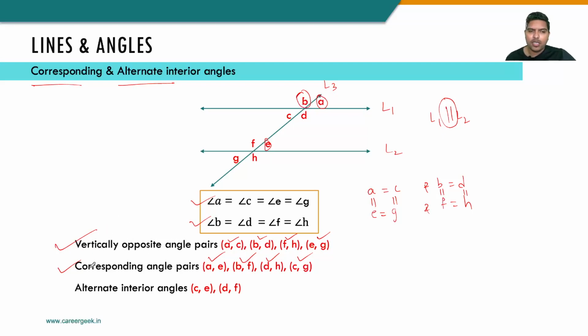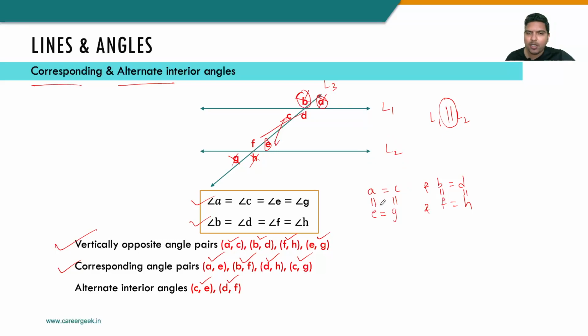The last one is alternate interior angles. Interior, so let go of the exterior ones. Exterior is outer. Interior are C, D, E, F, right? But alternate are the C and E are alternate. D and F are alternate.